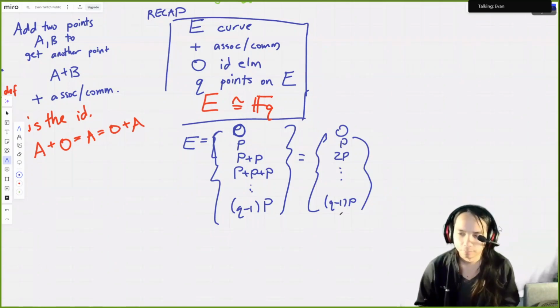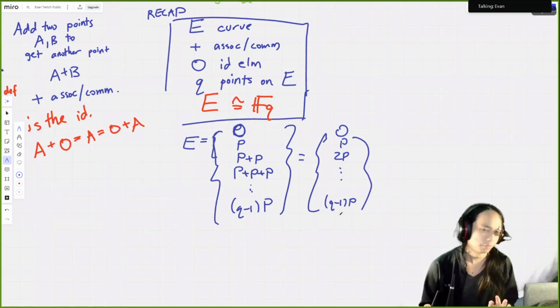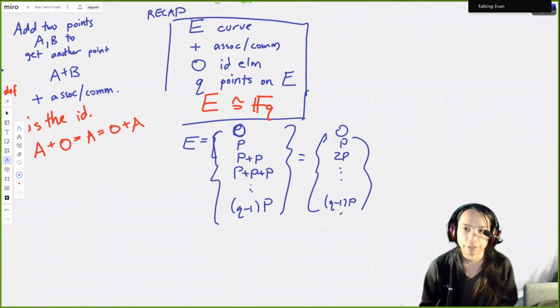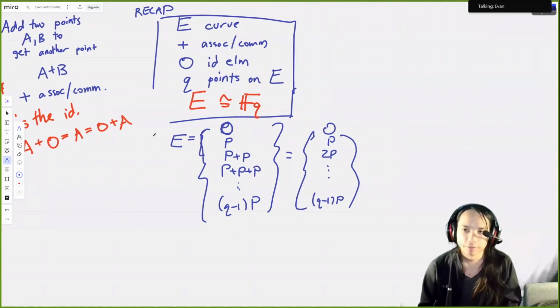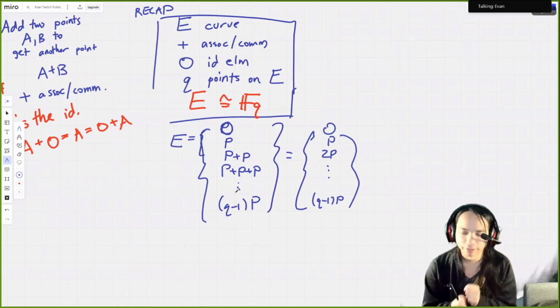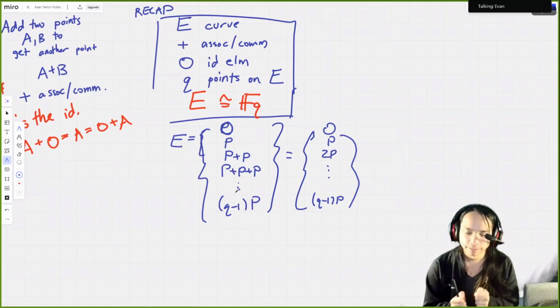Is that okay? Does anyone have any questions on what the API I'm calling is? So again, we have a curve, and then I have a bunch of points on it, and then what I do have is a way to add the points together, and that addition looks like mod Q.